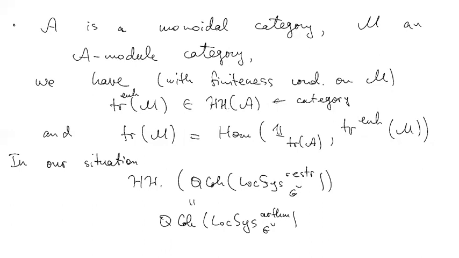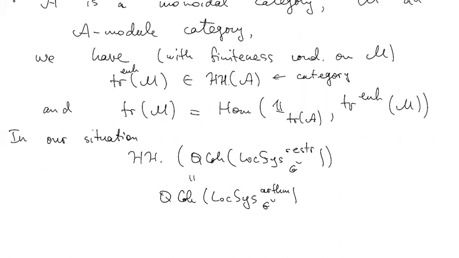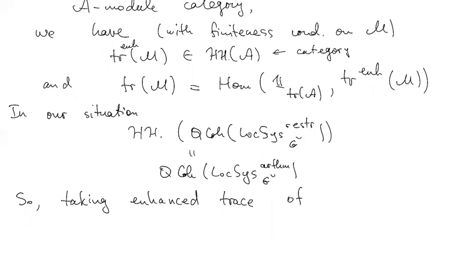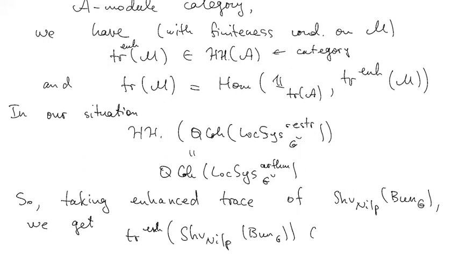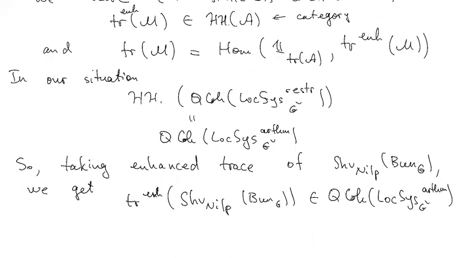And so the enhanced trace of sheaves nil of Bun_G, we get an object. So the trace enhanced of this sheaves nil of Bun_G is a quasi-coherent sheaf on arithmetic local systems. So this is an object we call Drinth. So this gives a sheaf on the stack.